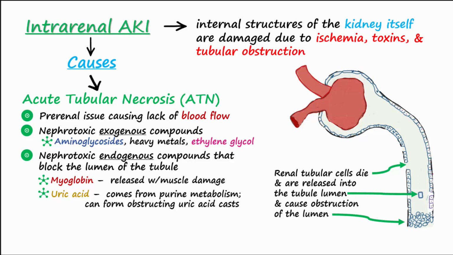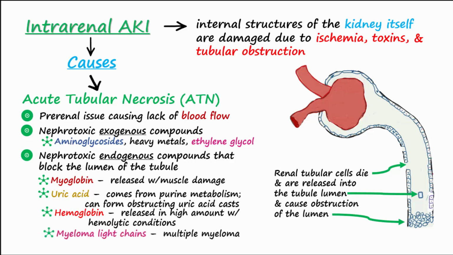With hemolytic issues, where many red blood cells are dying, hemoglobin in the tubules can block filtrate flow. In multiple myeloma, myeloma light chains can block the tubule. Other causes of intrarenal AKI include interstitial nephritis and glomerulonephritis, where there's an inflammatory issue.